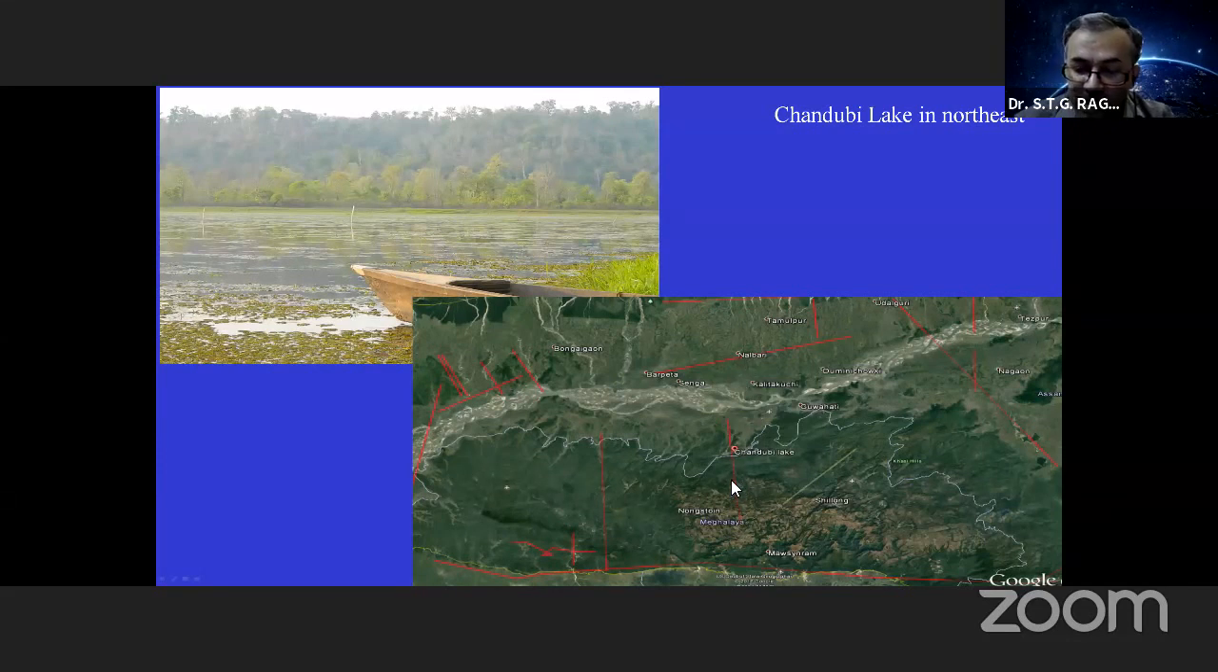So you can see this red line here. This red line indicates the fault. You can see this lake was formed very close to this fault. The 1897 earthquake caused this lake, and now this lake is a tourist spot.